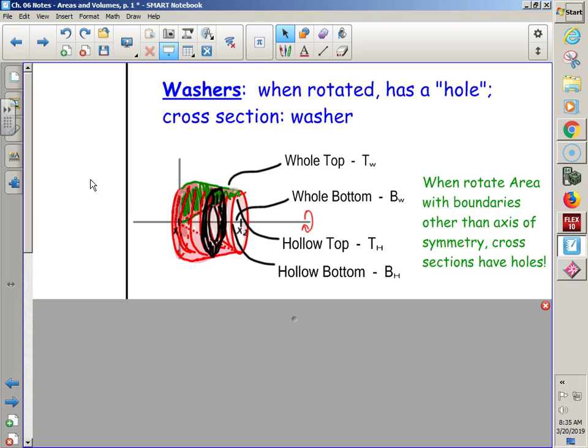Washers in general will always be formed when something is rotated and there's some sort of hole. It doesn't have to be the whole time. Maybe part of it's solid and part of it's hollow. Maybe the hollow part didn't start until up here, and it was just hollowed out at the very, very top.